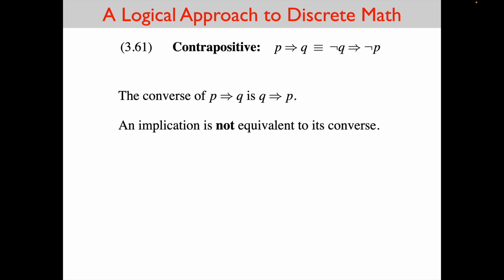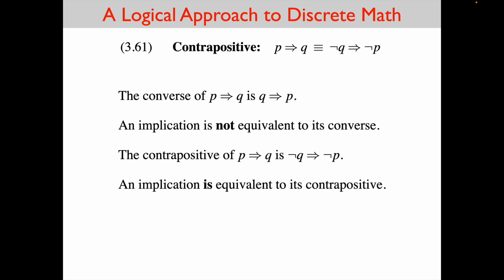On the other hand, when we are talking about the contrapositive of P implies Q, the contrapositive of P implies Q is not Q implies not P. And in this instance, an implication is equivalent to its contrapositive. In fact, that is precisely what 3.61 says. It says that P implies Q, this implication, is equivalent to its contrapositive, not Q implies not P.